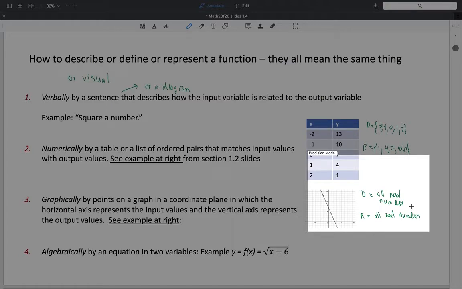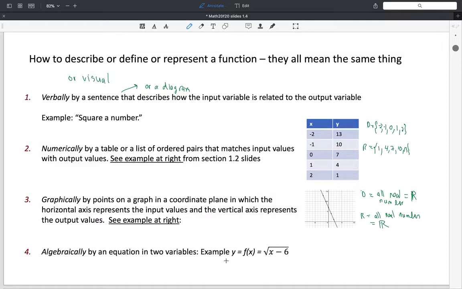Now we have a special symbol for this. You may have seen it. That symbol is an R. It has like 2 lines instead of 1. So it looks like that. And then here again, that symbol stands for all real numbers. Okay. Or finally, if you want, you can give an algebraic example like we did here.